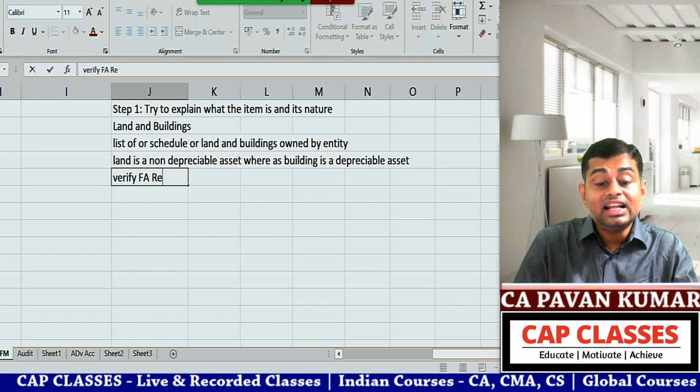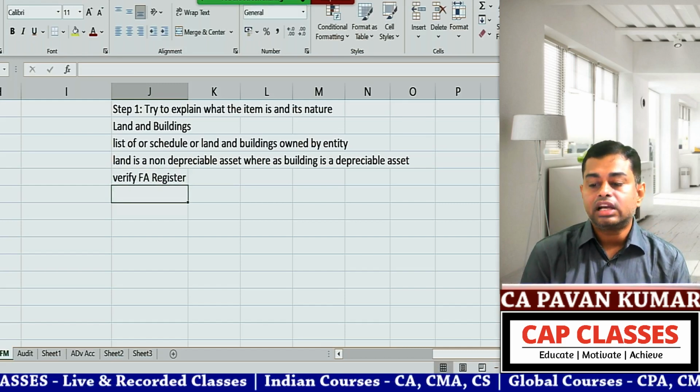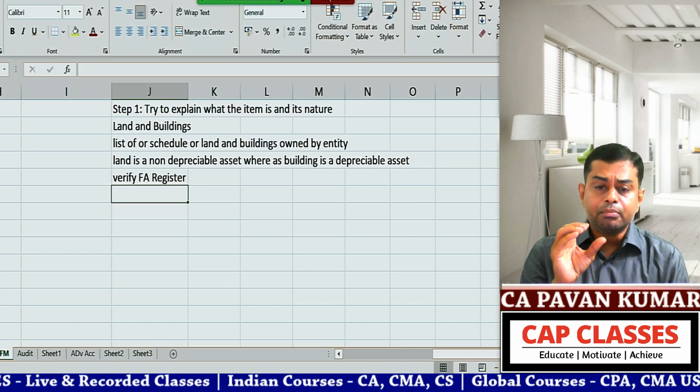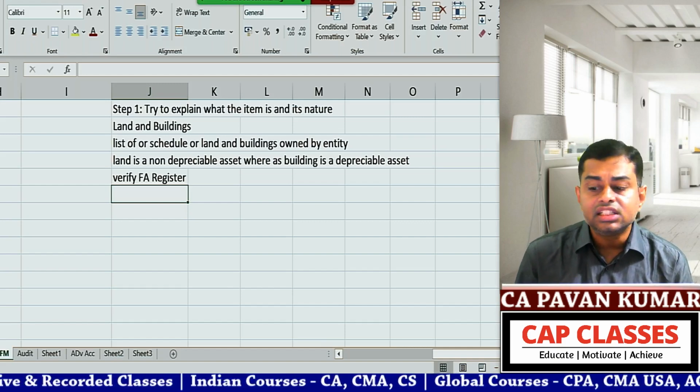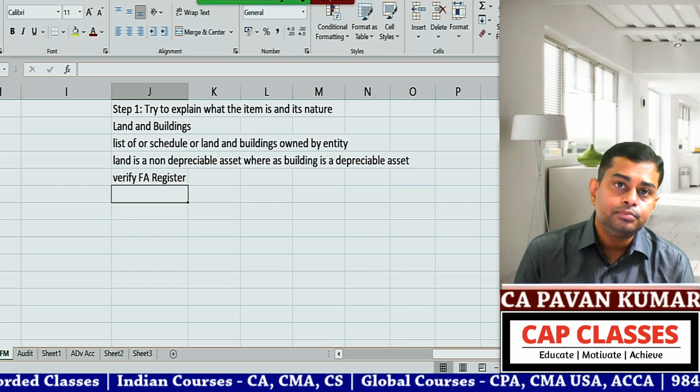Verify fixed asset register. Correct? Verify fixed asset register. So every company has to maintain some statutory registers. For fixed assets, there should be a register. So ask them, give fixed asset register.